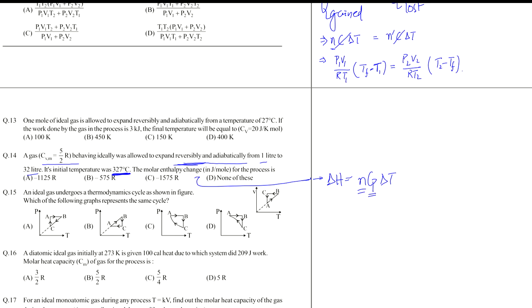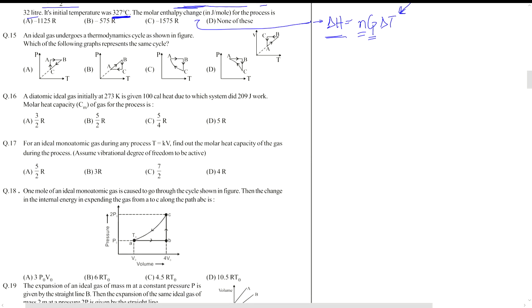Because it's a reversible adiabatic process, you can use the equation T V to the power gamma minus 1 is constant. So T1 V1 to the power gamma minus 1 equals T2 V2 to the power gamma minus 1. This equation will give you the value of T2. Everything else is known, so you find T2 and use that to find delta T, which gives you delta H.